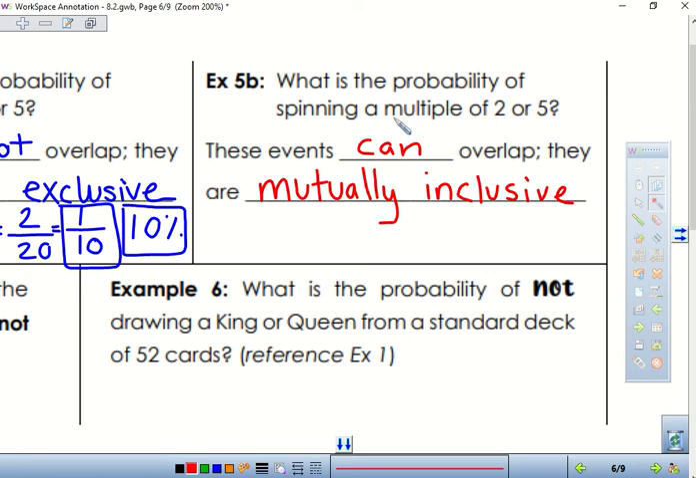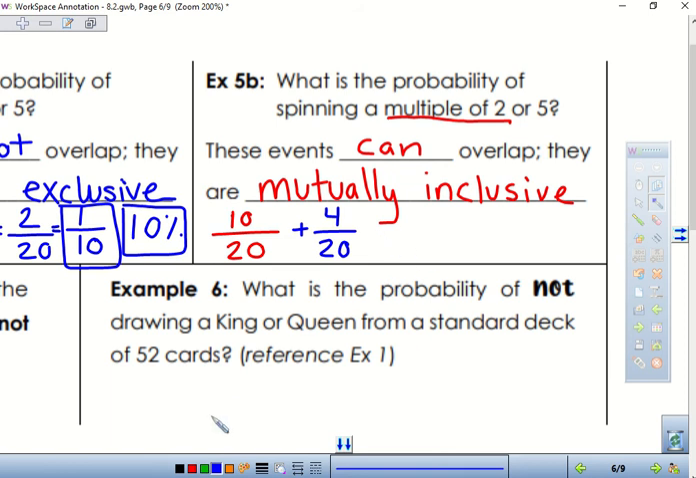So first, multiple of 2. A multiple of 2 is any even number on the board, right? How many even numbers are there on the board? 10. So you have a 10 out of 20 chance of getting a multiple of 2. Plus, you're okay with getting a multiple of 5. Which of those numbers are multiples of 5? 4 of them. Good. If you're not sure what those are, it's 5, 10, 15, and 20. Those are multiples of 5.